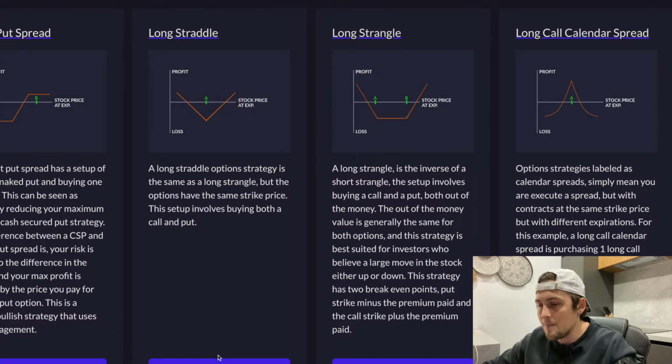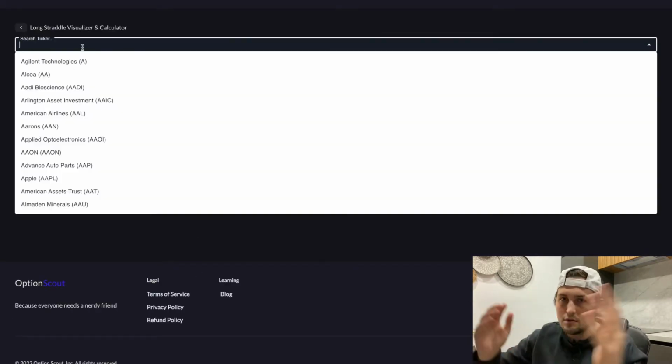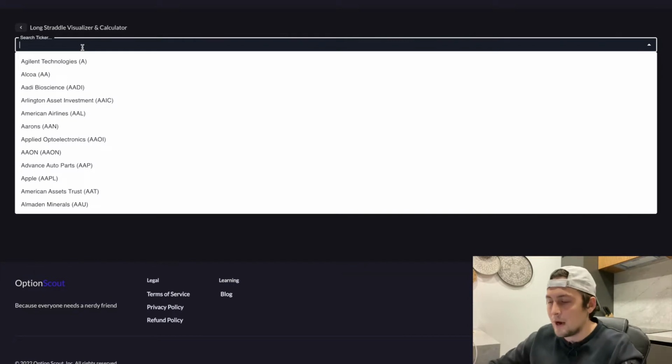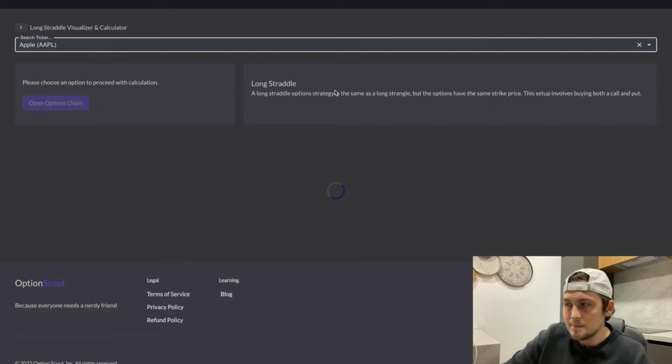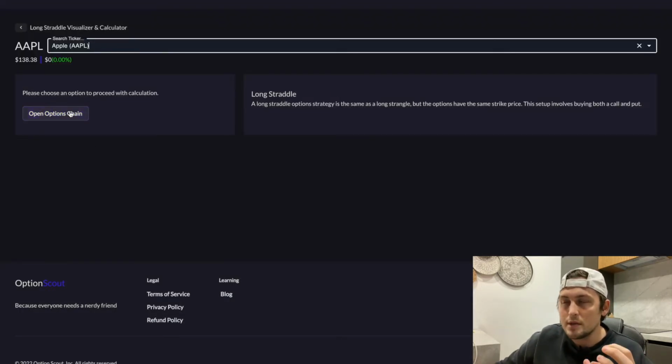So let's go over this right now. Let's do a straddle, and then we can take the straddle and extrapolate it to a strangle as well. So again, you're buying a call and a put at the same time. And I also want to show you how you can make this more of a bullish or bearish bet.